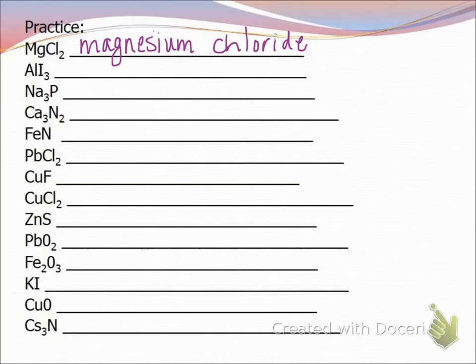Okay? Let's skip down here and do this one. Sodium and phosphorus. So I have 3 sodium, but because that's the only way it can go together, I would just call this sodium phosphide.